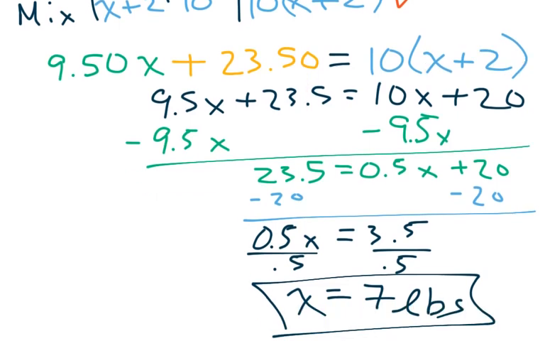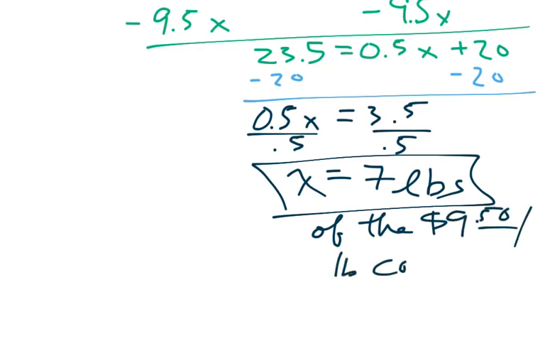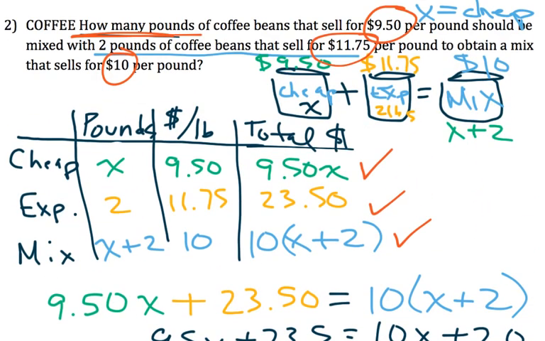So yeah, 7 pounds, and then it's probably a good idea to be of the, and I wouldn't say cheaper, but I'd say $9.50 per pound coffee. And I only wrote per pound on the other side there because I kind of ran out of room, and there's the $9.50 per pound.